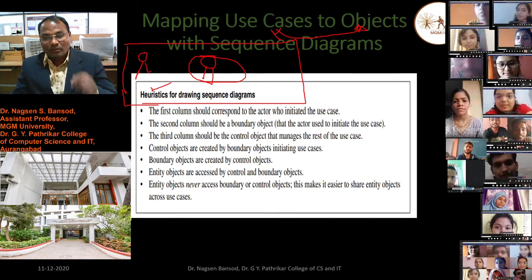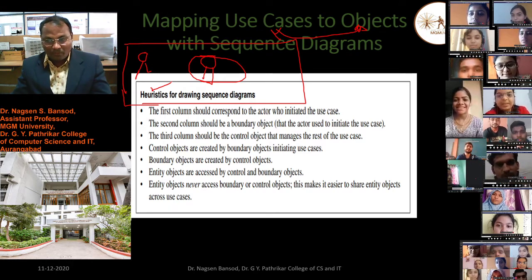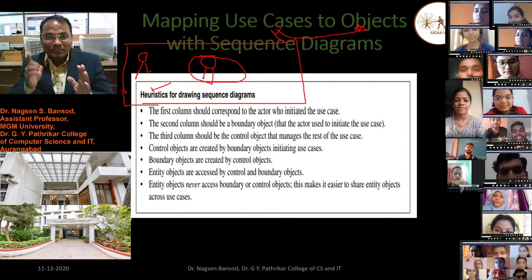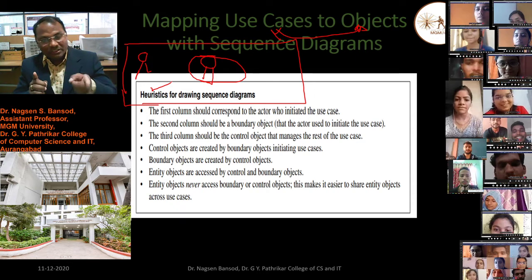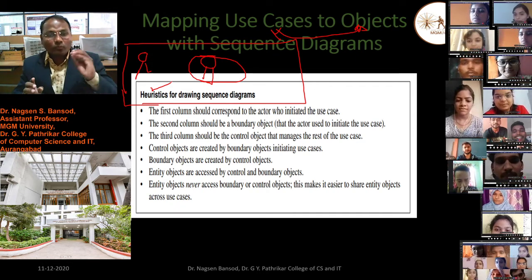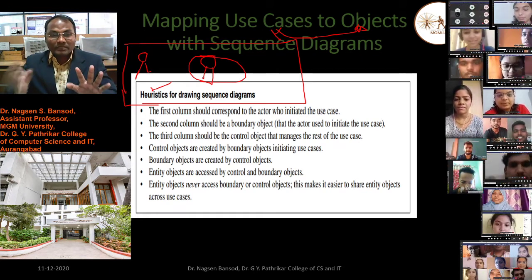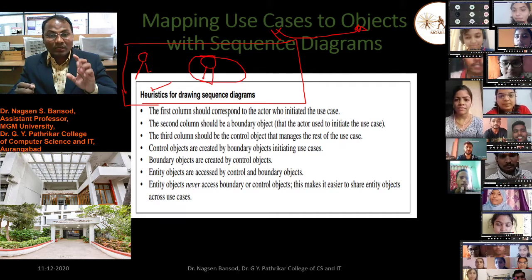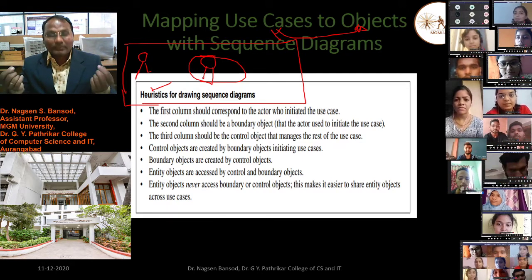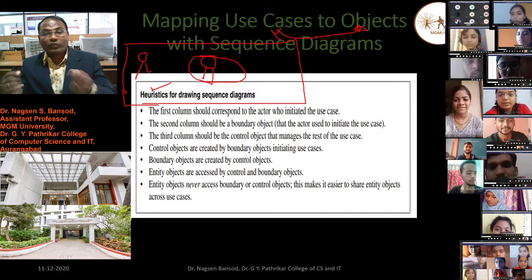Heuristics means rules which are designed by experience. Suppose you design one diagram, again you design the same diagram, again the same diagram. Suppose you have designed a diagram about 4 to 5 times, then you will get experience from that, and with that experience, next time you can design a very good diagram. Like this, there are heuristics for drawing a sequence diagram.